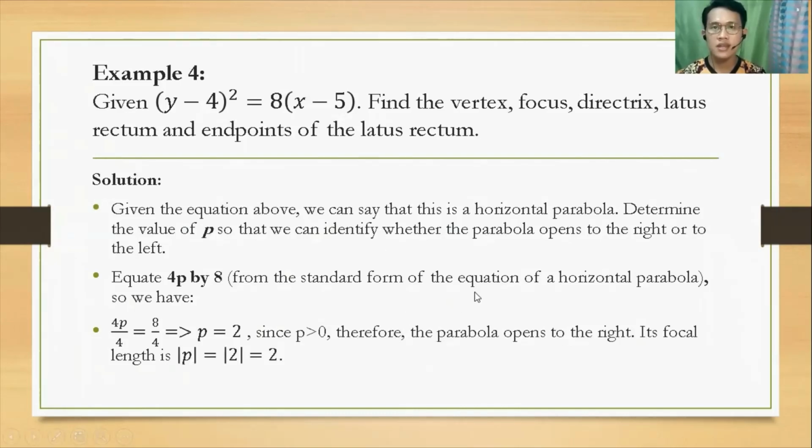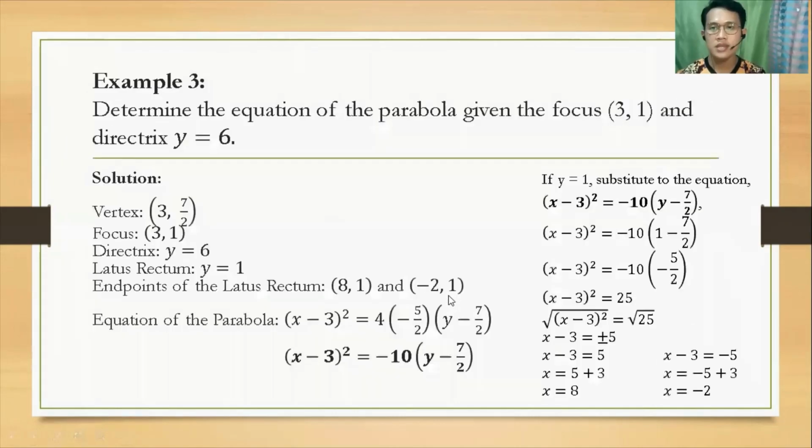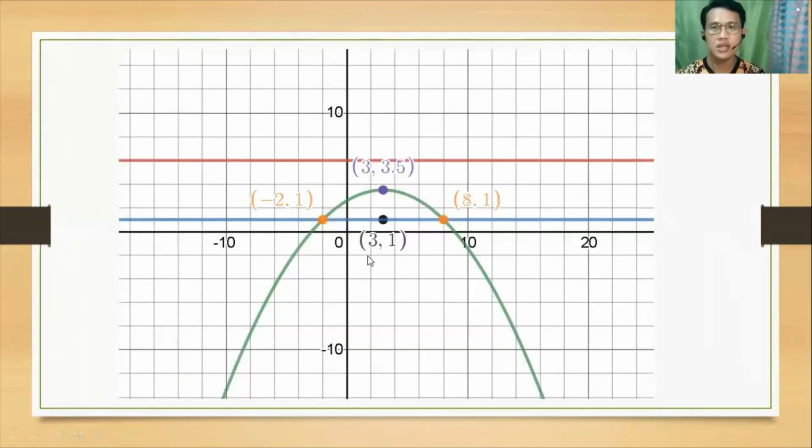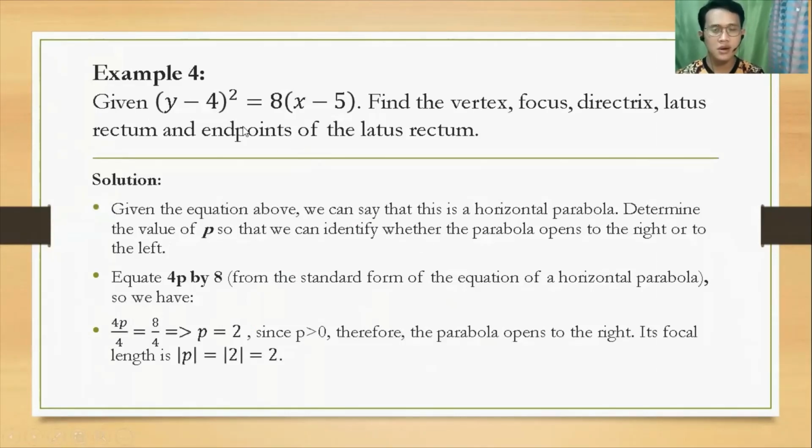How about if the given now is basically we're dealing with horizontal. I'm sorry, we're with vertical, right? Now, how about if the given here is a horizontal equation? Yes, this is the standard form of a horizontal parabola because the y here is being squared. So, given (y - 4)² = 8(x - 5), find the vertex, focus, directrix, latus rectum, and endpoints of the latus rectum.